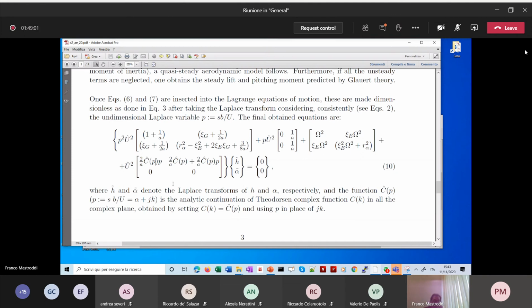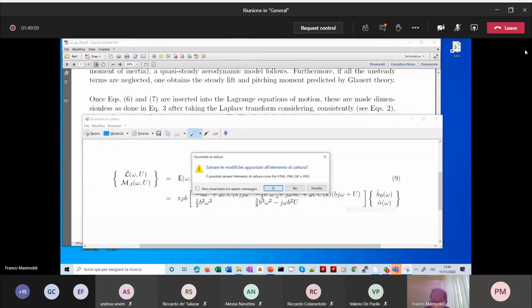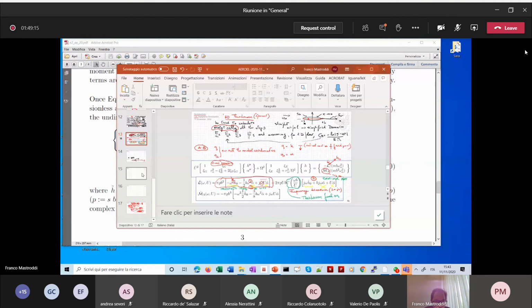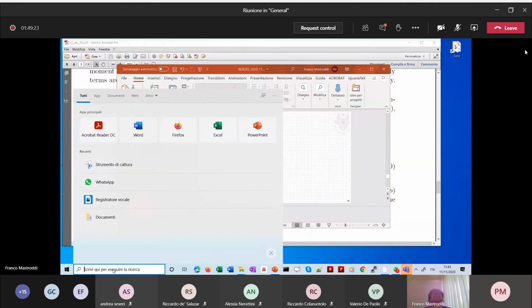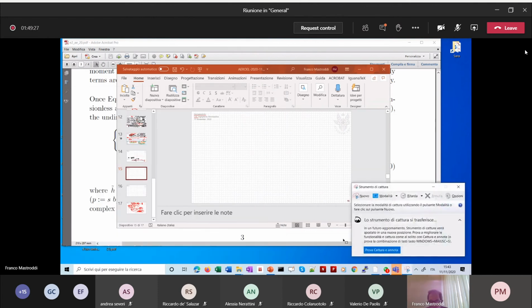What can we do? Let me present to you a possible solution for this problem. Let me cut again this solution here and put this equation here for explaining you this point.